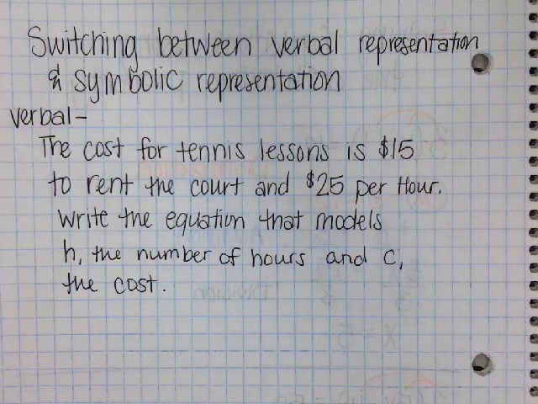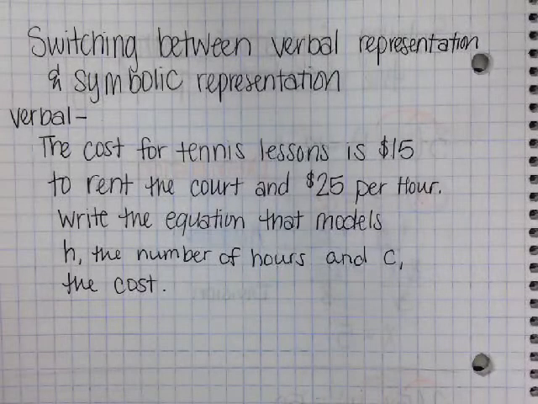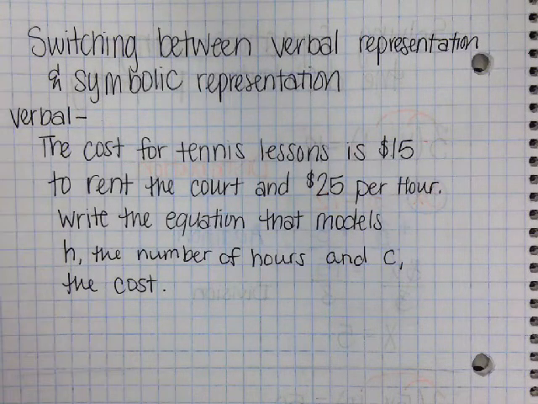So today we are going to be talking about switching between verbal representation and symbolic. So if I give you a verbal description of what's going on, you're going to write the equation. Remember, symbolic, equation, and function rule are all the same thing. Given this first statement: the cost for tennis lessons is $15 to rent the court and $25 per hour. Write the equation that models H, the number of hours, and C, the cost.